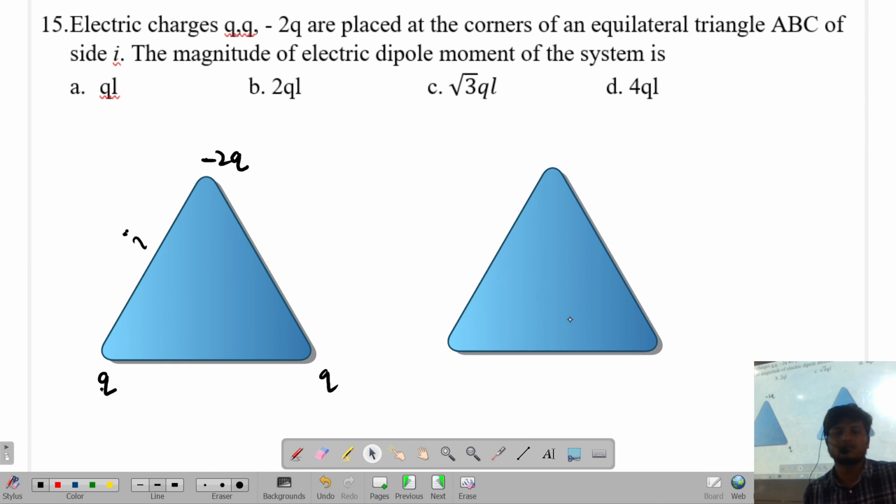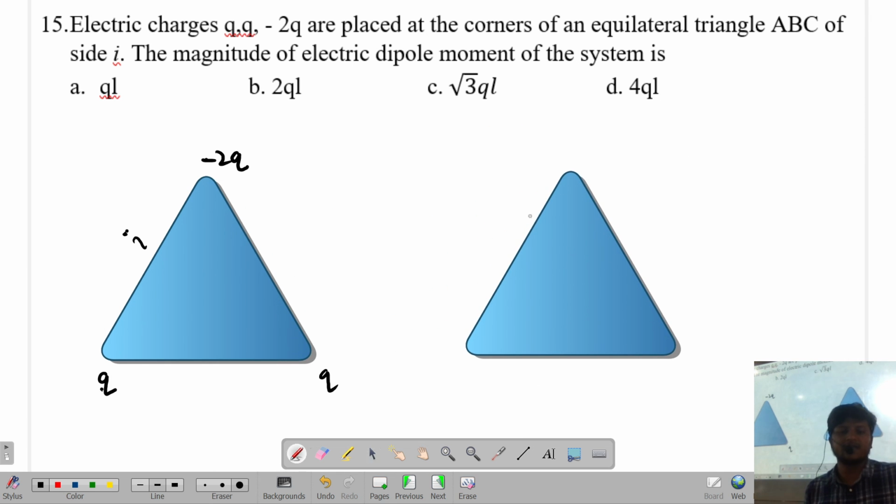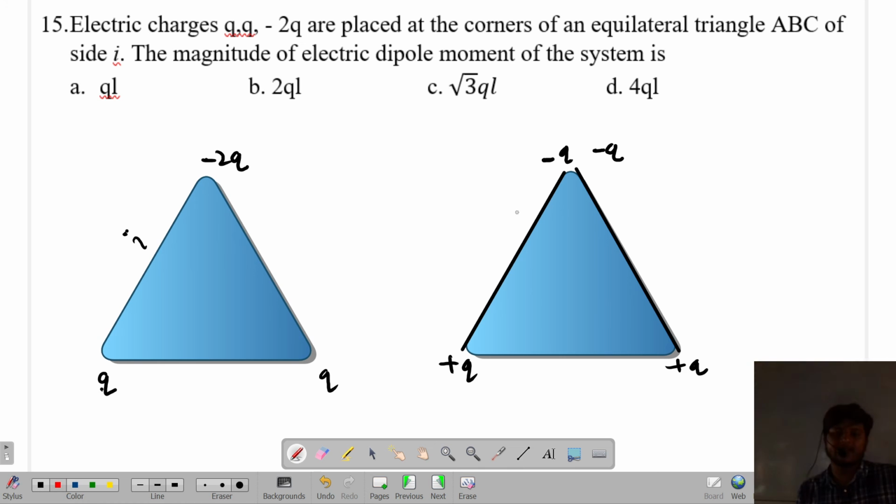What we should do? Should we split the charges over here or not? I can consider now one minus Q, another minus Q over here. Here it to be plus Q and here it to be plus Q. Can I join these lines? Yes or no? Do I get two dipoles over here? Where is the dipole moment P1?